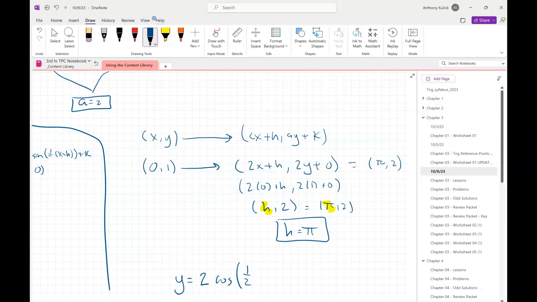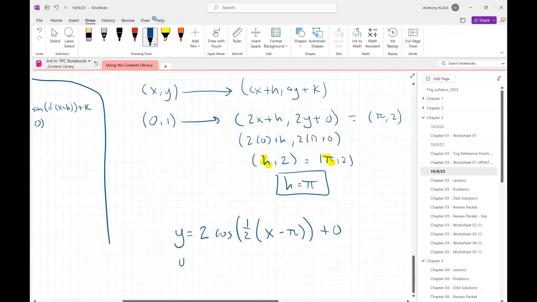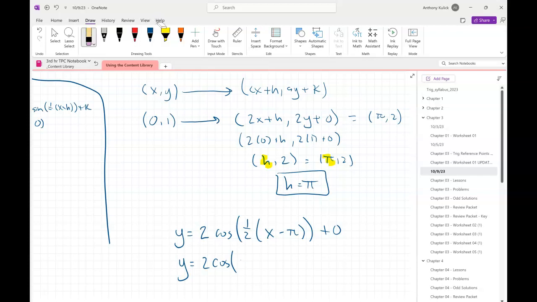So I have a times cosine of 1 over c x minus h plus k. Or if I wanted to simplify this down, I can just multiply through the 1/2 and then add the 0. And that would be good.